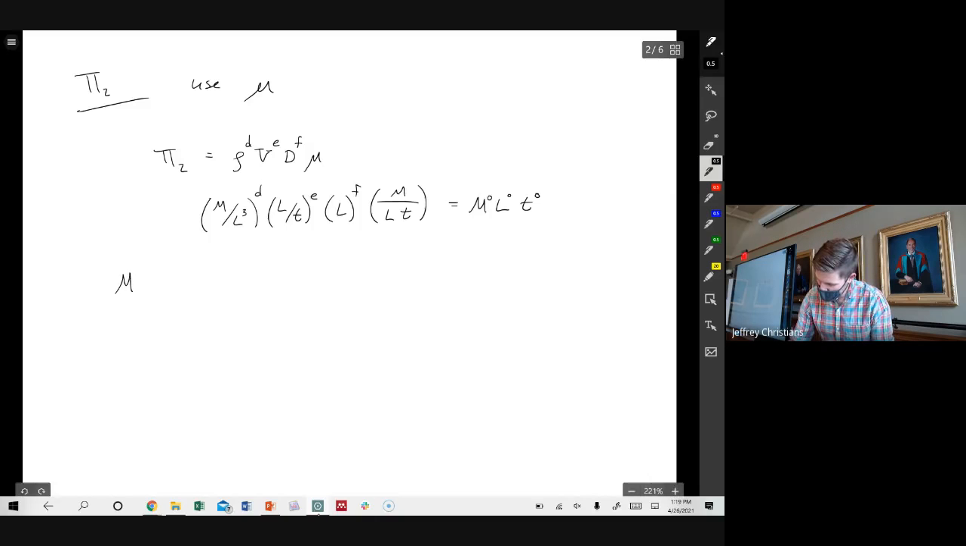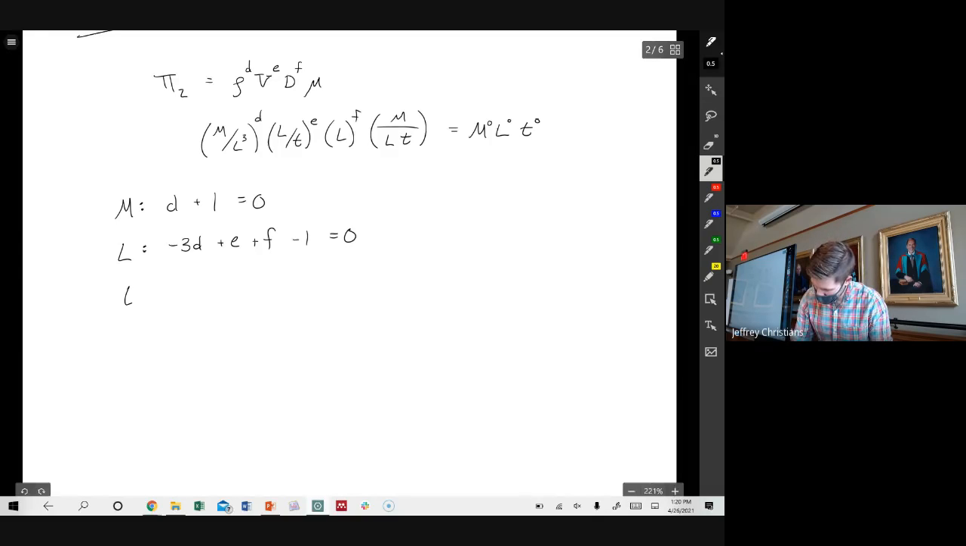So we'll make our set of equations. Again, first looking at the exponents on mass. So for mass, we have d plus 0e plus 0f plus 1 is equal to 0. We have an equation around L, so that's minus 3d plus e plus f minus 1 is equal to 0. And around time, we have 0d, we have minus e minus 1 is equal to 0.